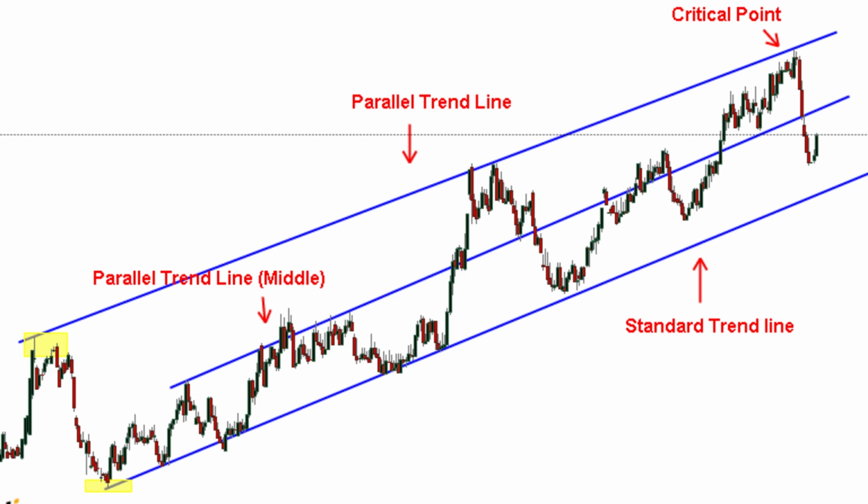Confirmation with indicators. Trend lines can be used in conjunction with other technical indicators to validate trading signals. For example, traders may use oscillators like the Relative Strength Index, RSI, or moving averages to confirm trend line bounces or breakouts. When multiple indicators align with a trend line signal, it can provide a higher level of confidence in the trade. As with any trading strategy, it is essential to manage risk properly by setting appropriate stop-loss orders and employing proper position sizing techniques.